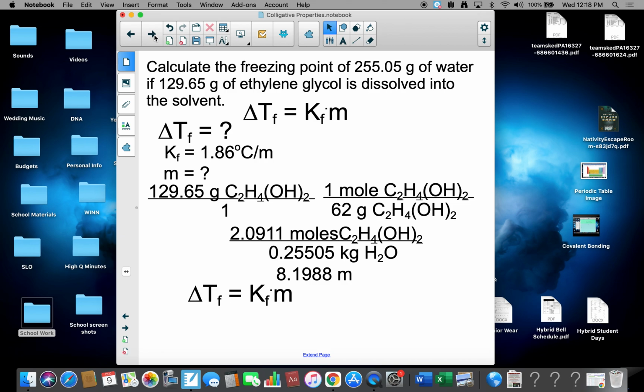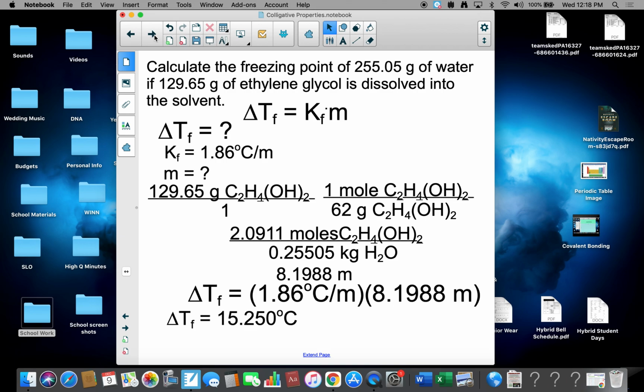All right, so we take our equation. My K sub F for water is 1.86 degrees Celsius per molal. My molality is 8.1988 molal. Multiply through, I get a delta T sub F of 15.250. Now, I didn't ask for the change. I asked for the freezing temperature. To find the freezing temperature, I'm going to take the pure freezing temperature of the substance minus the change. Well, the pure is 0 minus 15.250. Our answer is negative 15.250 degrees Celsius, and that's my answer.